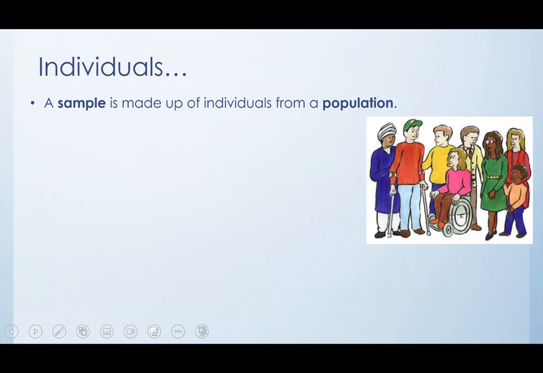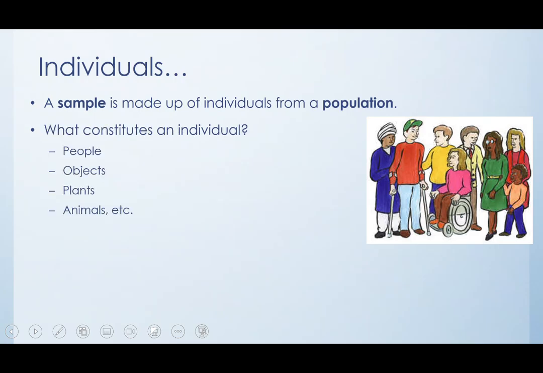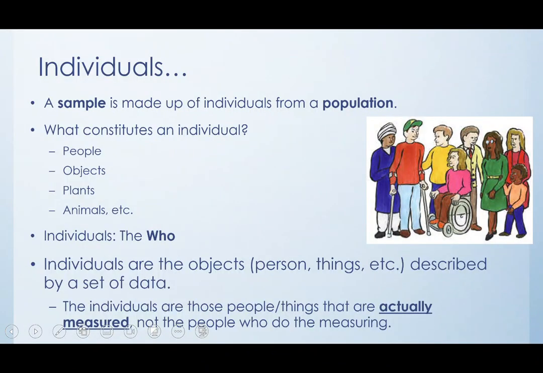So a sample, which you guys have probably heard that term before, is made up of individuals from a population, maybe people, maybe things, places, nouns basically, right? So what constitutes an individual? Like I just said, people, objects, plants, animals, and so forth. So you could think of the individuals as the who, right? Not the band, but the who, from who, what, when, where, why, and how, right? So individuals are the objects, the persons, the things, etc., described by a set of data.